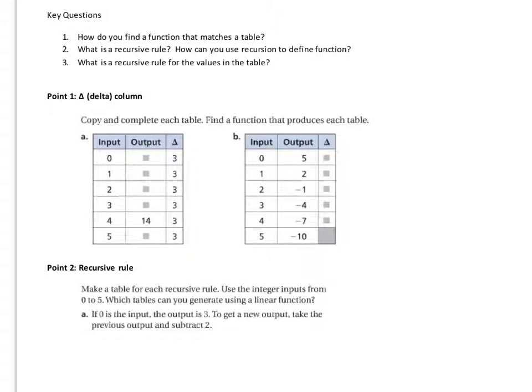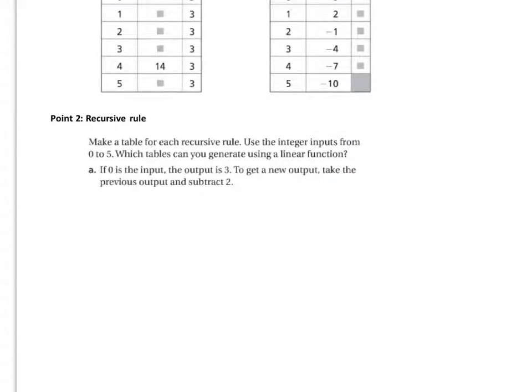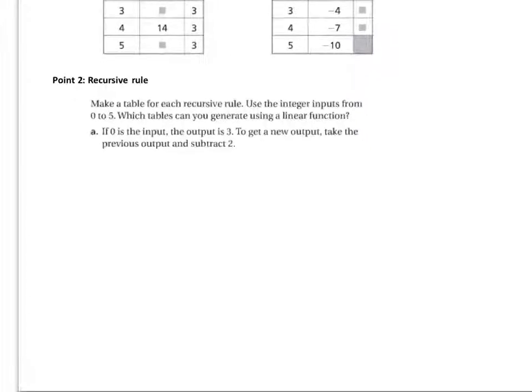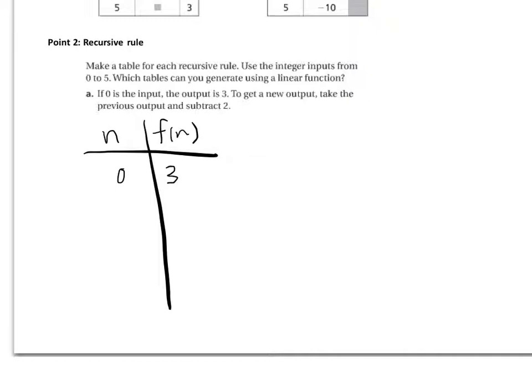And then the second point is the recursive rule. For example, it says make a table for each recursive rule. Use the integer input from 0 to 5. Which table can you generate using a linear function? So for example, if 0 is the input, then the output is 3. So this is the input and this is the output. To get the new output, take the previous output and subtract 2. So the next one is 1, and it just keeps going down by 2, and so on and so forth. So you're supposed to do 0 to 5, but you know what I'm doing.